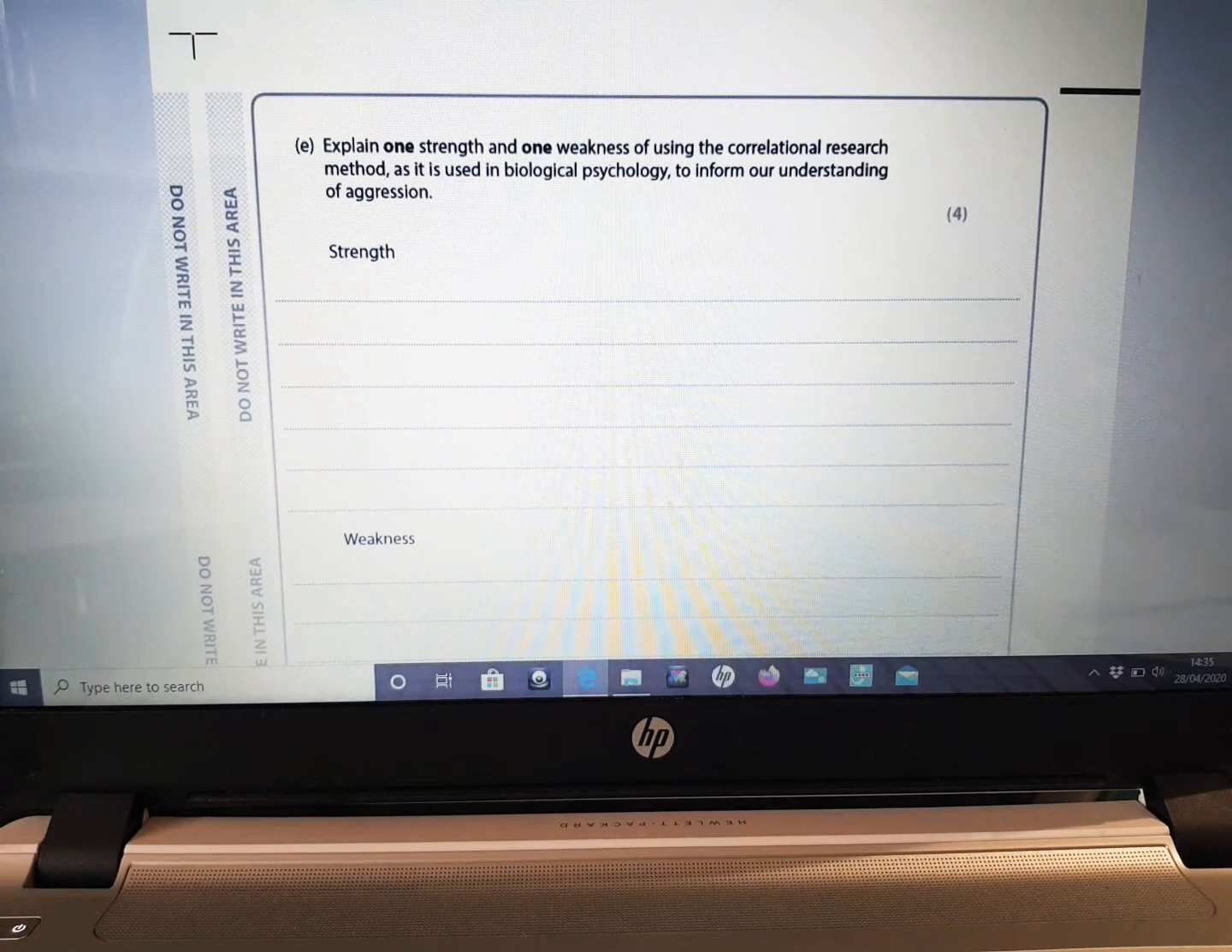So same again, you need to describe and state what the strength is and why, so justify why it is a strength. Okay, and then same again for the weakness. Here they're giving you quite a lot of space to write, so make sure you utilize all of the space there.